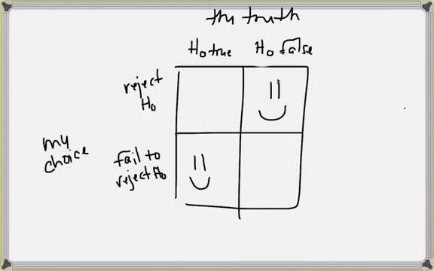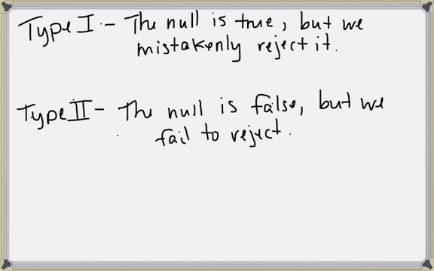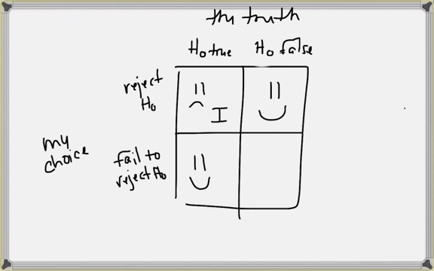Now, the other two boxes that remain are the scenarios where we make an error. Think about this: if H sub O is true and we mistakenly reject it, that's no good. That is where we committed a type 1 error. If you look back to our definition, the null is true, but we mistakenly reject it. Now, if H sub O is actually false and we fail to reject it, that's another mistake. And in this case, we've committed a type 2 error.